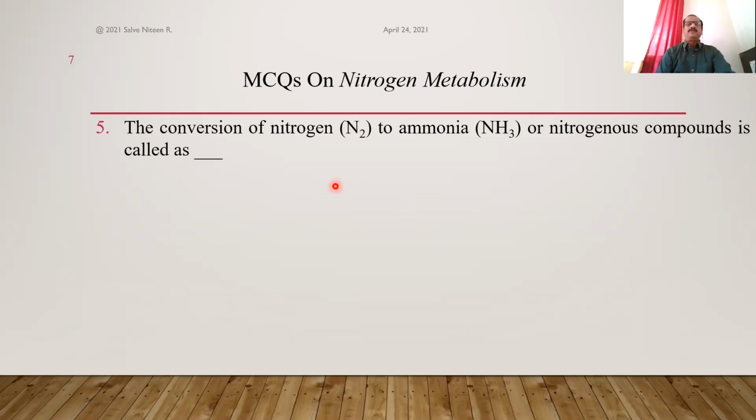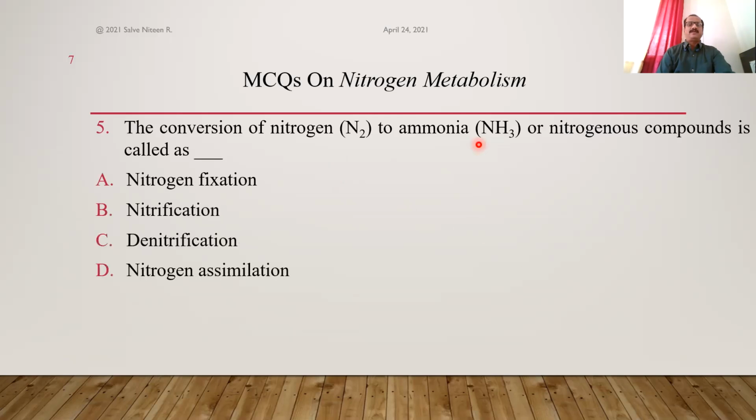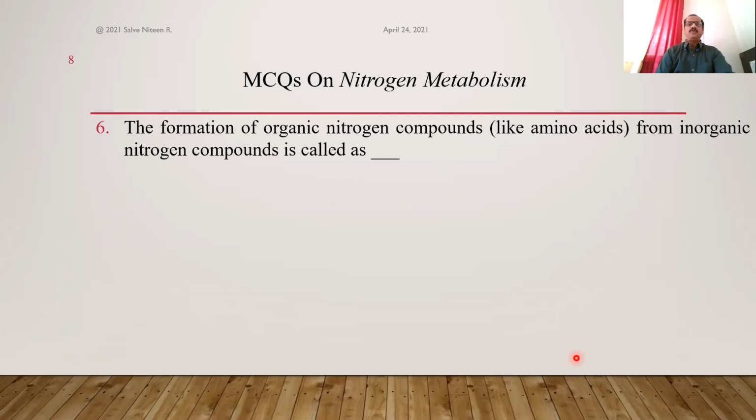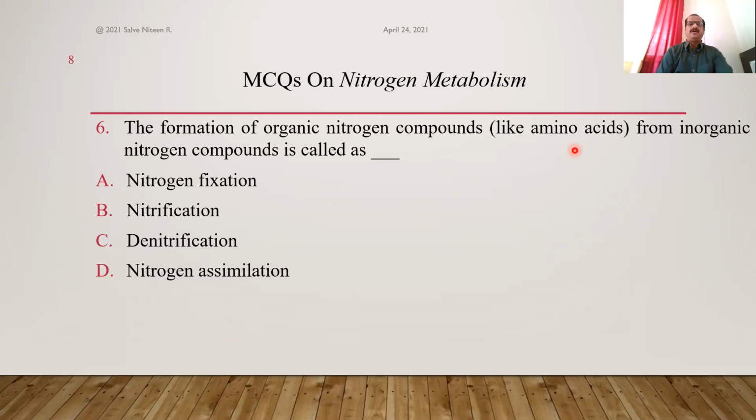The process of conversion of nitrogen to ammonia or nitrogenous compounds is called, just now we discussed, nitrogen fixation. Nitrogen is converted into ammonia, and the organisms are called diazotrophs or nitrogen fixers. A is the answer. The formation of organic nitrogen compounds like amino acids from inorganic nitrogen compounds like ammonia or ammonium ions is called nitrogen assimilation. Just now we have studied that. D is the answer.